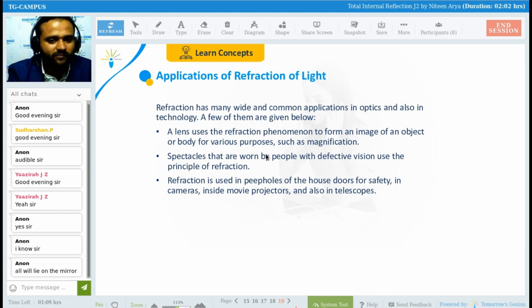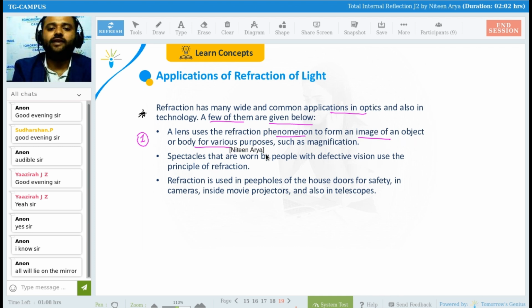Application of refraction, and then we have a question. Good. So application of refraction of light, we have already done this, so let's revise it. Refraction has many common applications in optics and also in technology. A few of them are given below. The first one is a lens, which uses the refraction phenomenon to form an image of an object for various purposes such as magnification and so on. We are going to discuss lens magnification and everything in the next lecture, not in this.